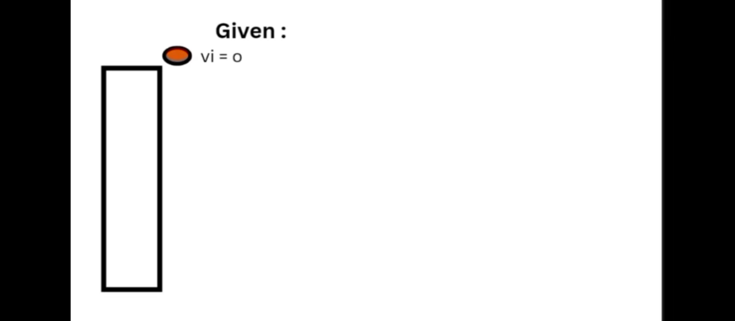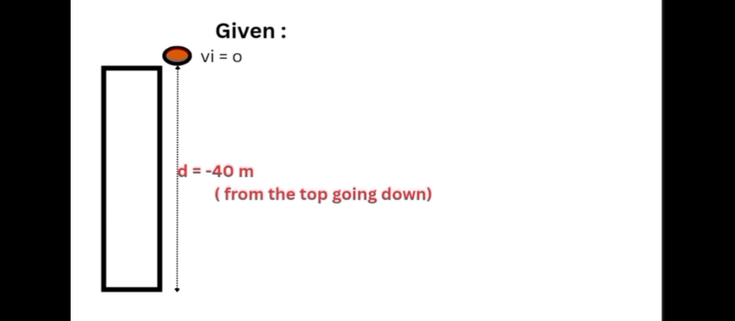So I have here the ball from a certain height, and since it's dropped from rest, that means the initial velocity is 0. Next, that height is equal to 40 meters. Since we are using the top as our reference, that top portion going down will make use of a negative sign for our distance or the height. So we are using negative 40 meters.